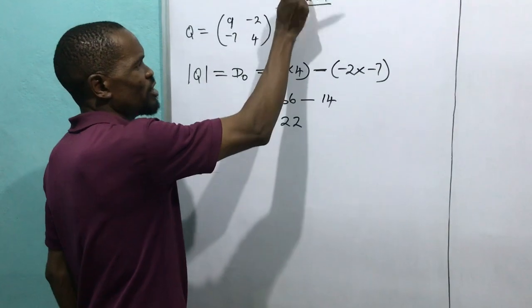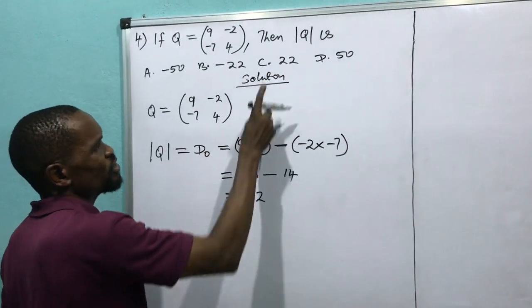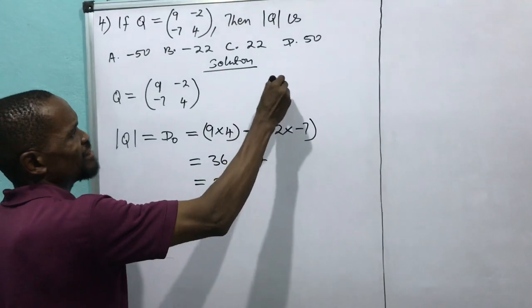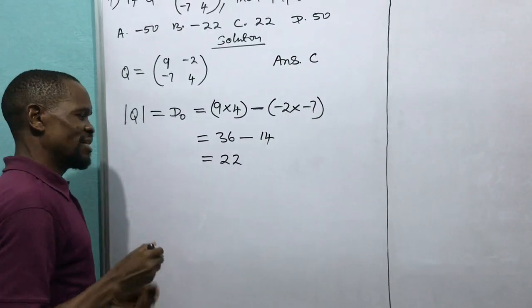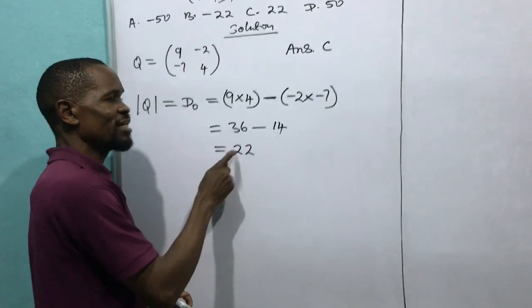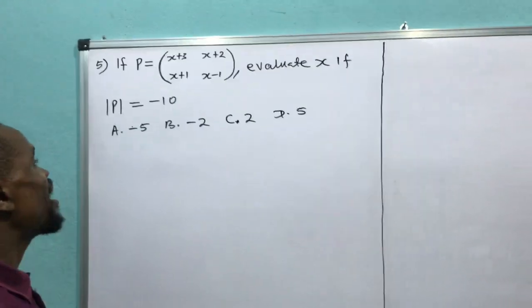Looking at the options, option C is 22. Therefore, our answer is C. Option C is the correct answer. Let's see, question number 5.